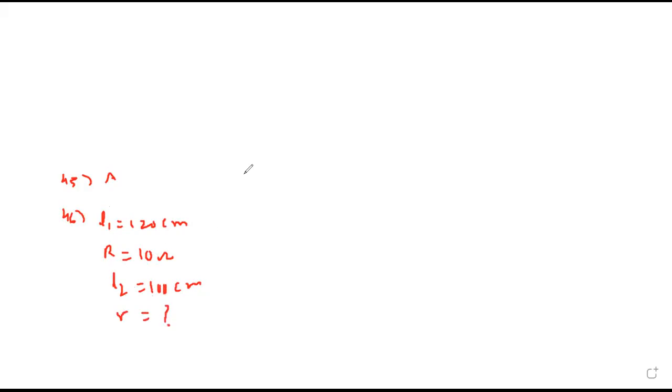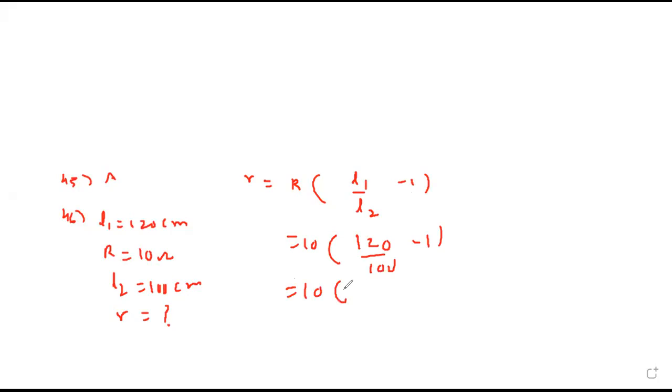The easiest sum. So internal resistance is shunt resistance R, L1 upon L2 minus 1. 10 into 120 upon 100 minus 1. 10 into 120 minus 100 upon 100. That is 10 into 20 upon 100. 120 cancel, equals 2 ohm. 2 ohm, option A.